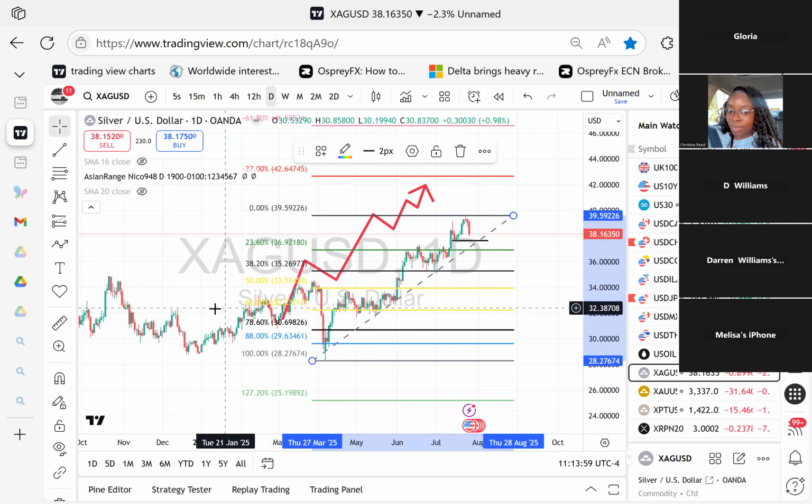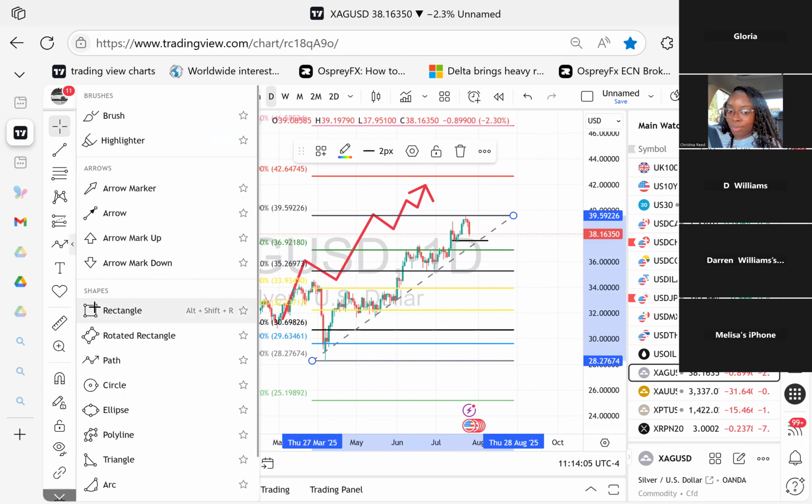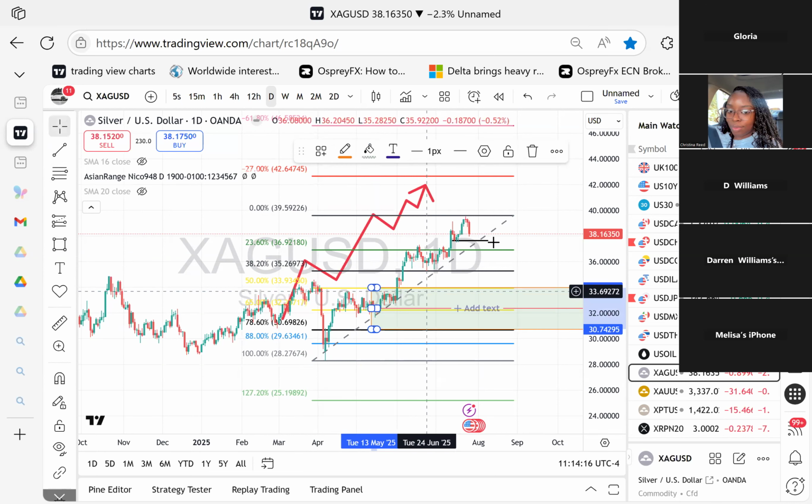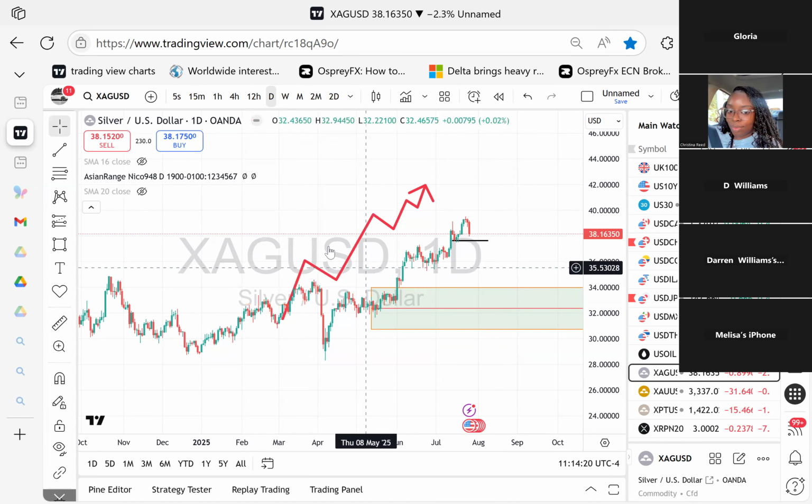Now I can mark my golden zone to my 78. Y'all tracking? Yes. So I'm going to mark from my golden zone to my 78, because this is where I'm interested in looking for my 4-hour imbalance.